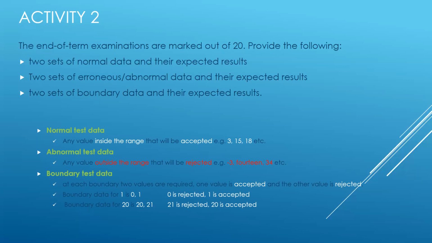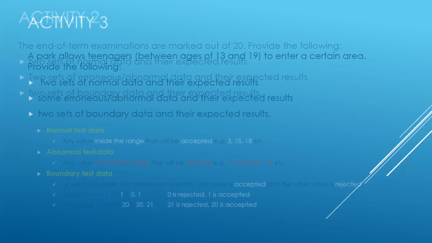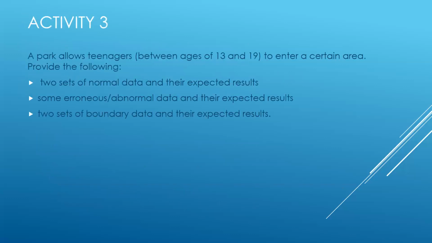Are we ready for another activity? A park allows teenagers. All those ages that contain the word teen, like 13, 14, 15, 16, 17, 18, and 19, are allowed to enter a certain area. Provide the following: 2 sets of normal data and the expected results, 2 sets of abnormal data, 2 sets of erroneous data and the expected results, and 2 sets of boundary data and the expected results. Come on, be quick.